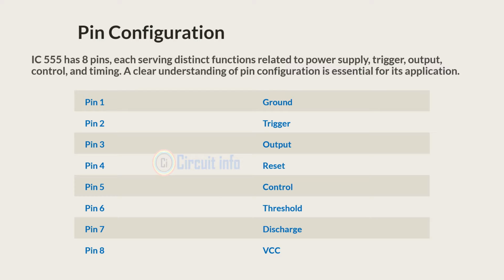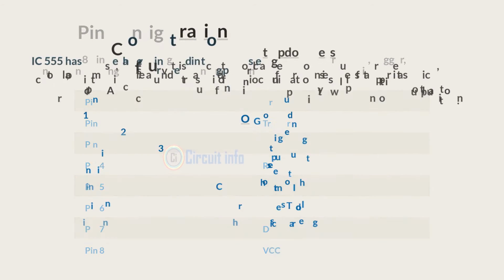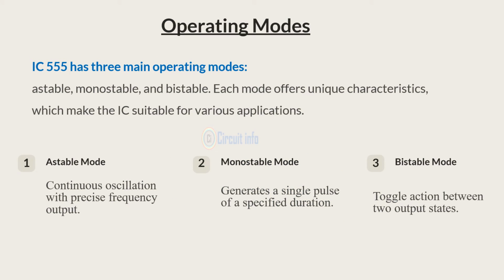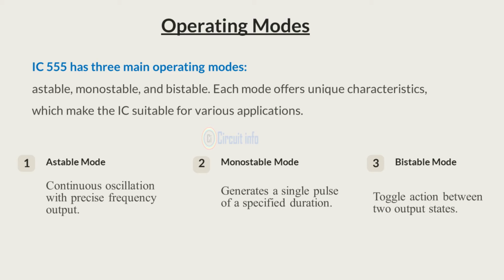Pin configuration. Pin 1, ground. Pin 2, trigger. Pin 3, output pin. Pin 4, reset pin. Pin 5, control pin. Pin 6, threshold pin. Pin 7, discharge pin. Pin 8, VCC. Operating modes. IC 555 has 3 main operating modes: astable, monostable, and bistable.